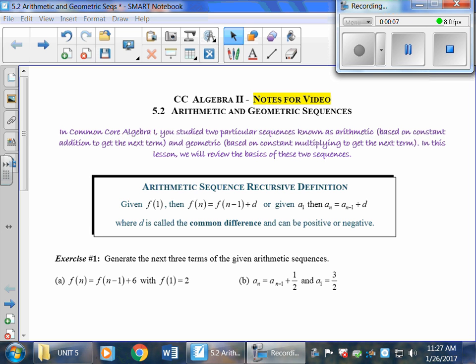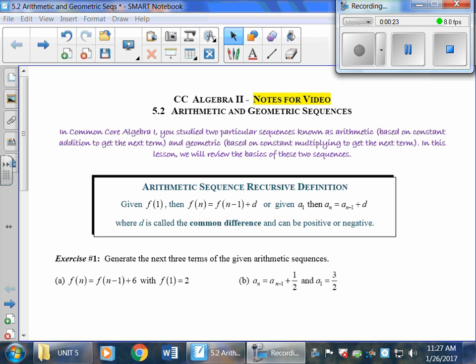Today's lesson is 5.2, Arithmetic and Geometric Sequences. Now back in Algebra 1, we talked about these, so these should not be new to you. We're going to talk about them in direct formula or explicit formulas and in recursive definitions.